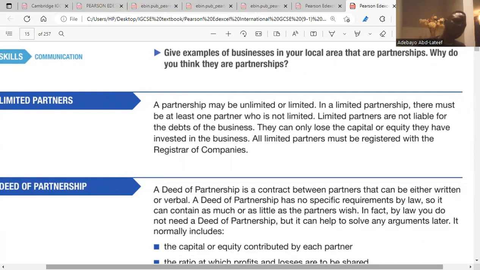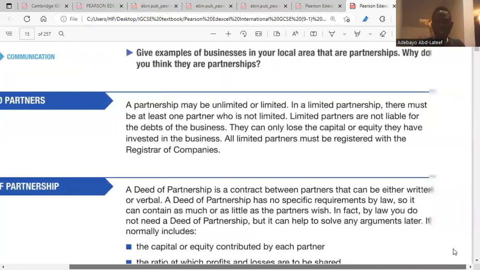So like I told you earlier, limited partners don't lose their personal wealth in case of debt to the business. They don't lose their personal wealth, but they might lose their investment. But unlimited partners lose both investment and even their personal wealth to the debt of the business. Do you understand? Then we go to deed of partners.